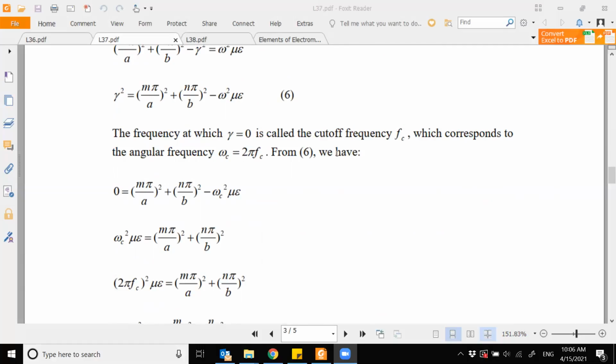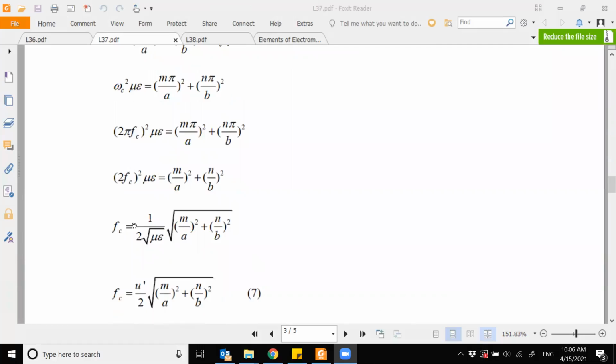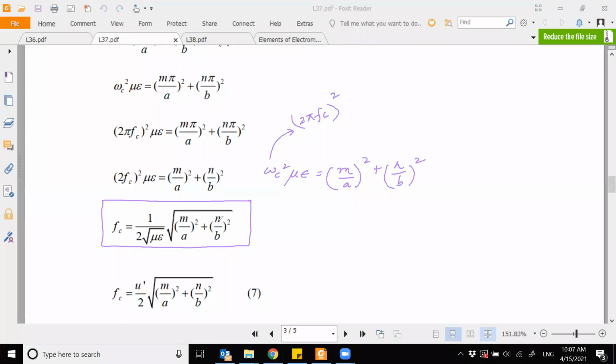For the cutoff frequency, that means the frequency which doesn't propagate, my gamma is equal to 0. So I put gamma equal to 0, and in place of omega I put omega c, because this corresponds to the cutoff frequency. When I simplify, I see that omega c square mu epsilon is equal to (m pi over a) square plus (n pi over b) square. From here, you can replace omega c as 2 pi fc, and then simplify further to get my expression of the cutoff frequency, in terms of m, n, a, b, which are the dimensions of my rectangular waveguide, and mu epsilon, which is the dielectric material.